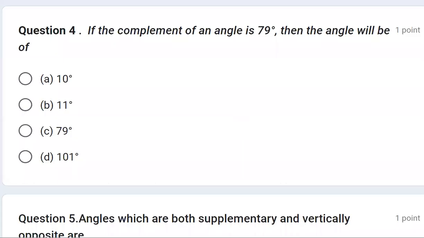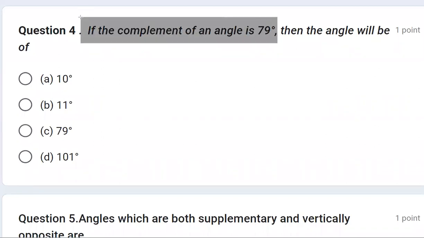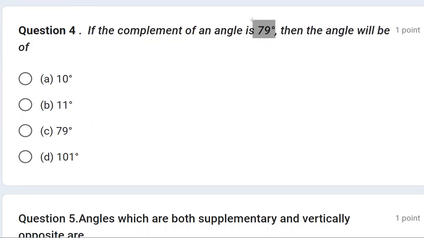In question number 4, NCERT Exemplar, it says that if the complement of an angle is 79, then what will be the angle? Complement is what? Two angles whose sum is 90 degrees. So we can easily choose a combination here.